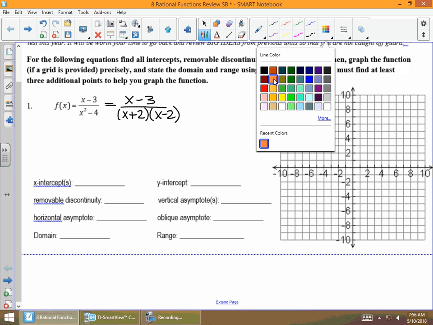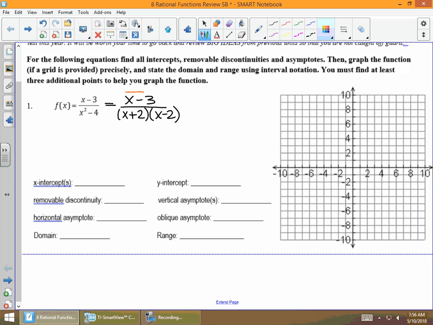The numerator gives us our x-intercept. So I'm going to set that equal to 0. x minus 3 equals 0. Add 3 to each side. Our x-intercept is x equals 3, or the point (3, 0). We will be able to confirm that on our calculator. We'll come back to the y-intercept later.